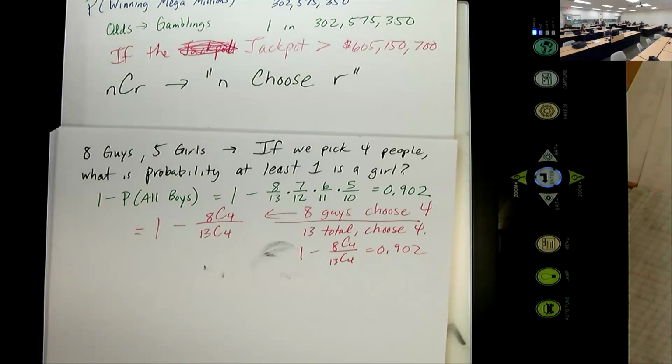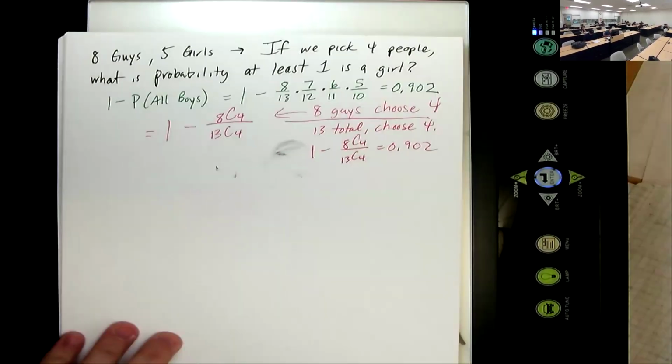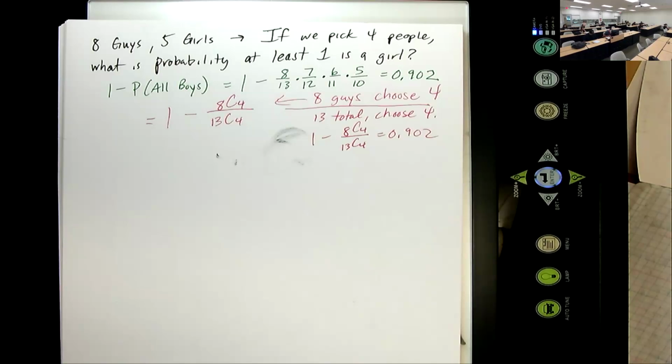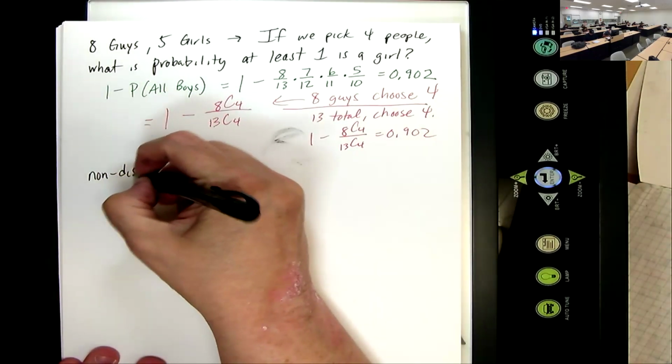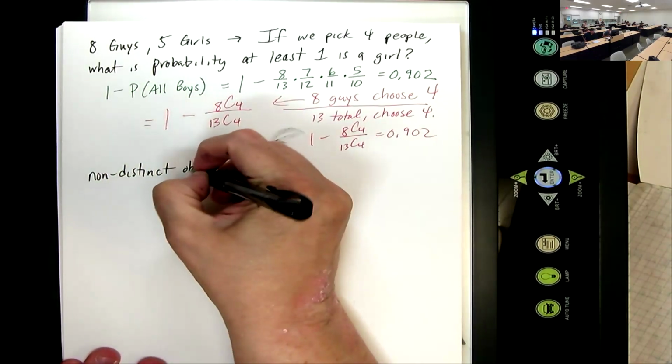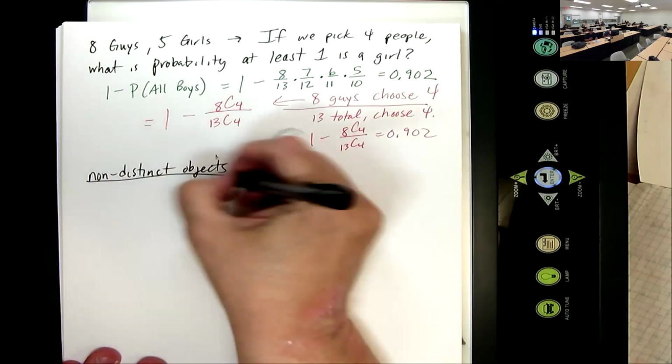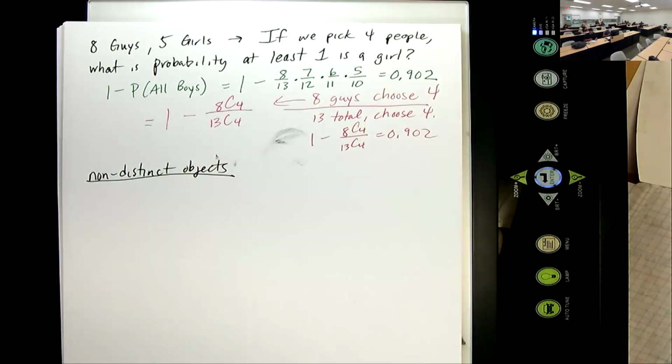There's one more topic in this category, and that is when the objects are not distinct. Non-distinct objects, like when you can't tell the difference between them. When you're dealing with people, it's fairly easy.